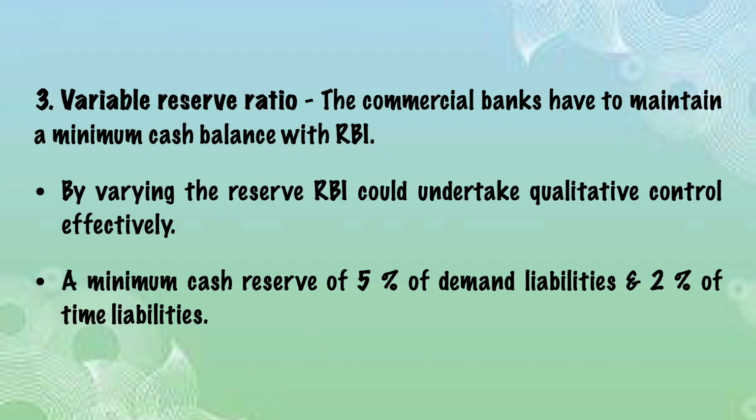The last one, variable reserve ratio. The commercial banks have to maintain a minimum cash balance with the RBI. By varying the reserve, RBI could undertake qualitative control effectively. A minimum cash reserve of 5% of demand liabilities and 2% of time liabilities. We already have learnt about this, right?